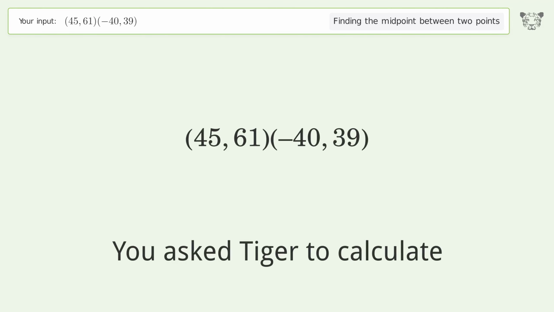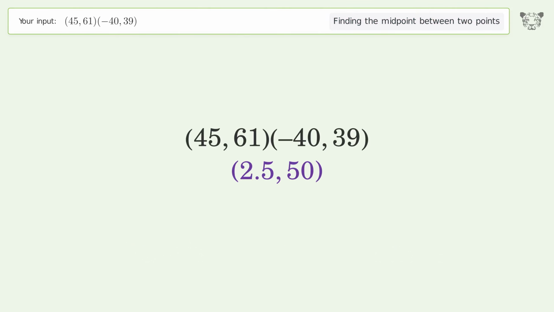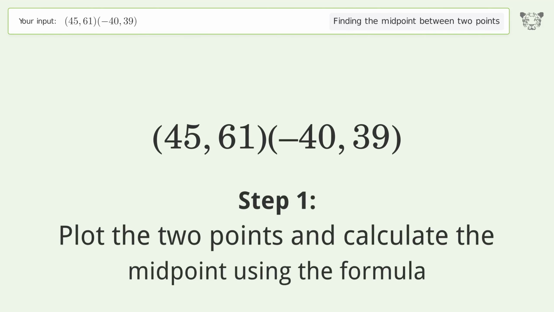You ask Tiger to calculate. This deals with finding the midpoint between 2 points. The midpoint between the 2 points is 2.5, 50. Let's solve it step by step. Plot the 2 points and calculate the midpoint using the formula.